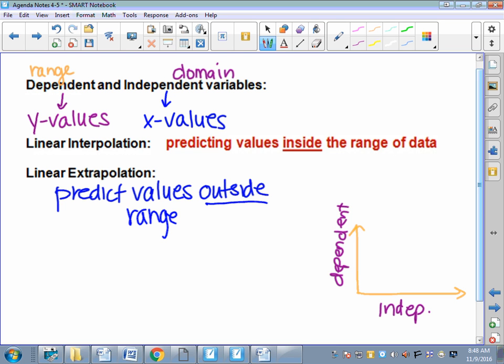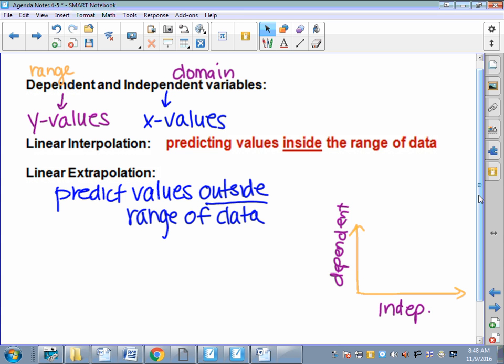So same example, if we've got information, data, a graph about something from the years 2000 to 2015, we would use extrapolation to figure out what's going to happen in 2050 or 2030 or 2020. So years are a good way, time's a good way to think of that. All right, so now let's talk about how to create a scatter plot.